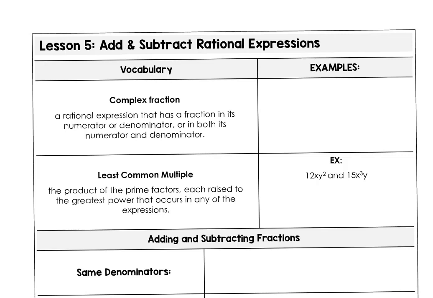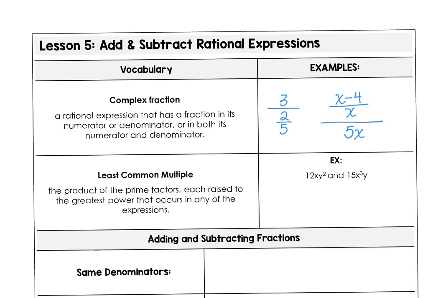In today's lesson, we're going to look at adding and subtracting rational expressions. First, let's talk about some vocabulary. Whenever we talk about a complex fraction, that's a rational expression that has a fraction in the numerator or the denominator. For example, we could say 3 divided by 2/5. That's an example of a complex fraction. Or if we had (x minus 4) over x as our numerator, then our denominator fraction could be something like 5x. So there's two examples of complex fractions.